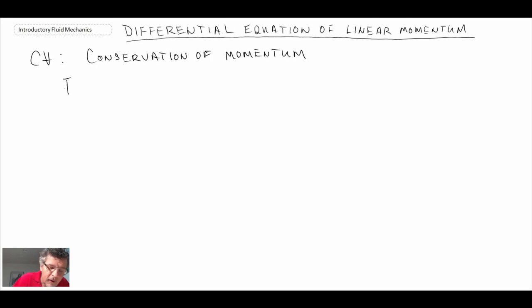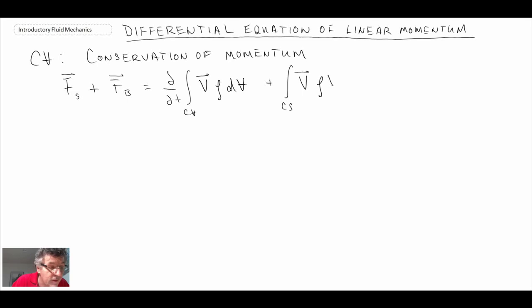So if you recall the control volume formulation, we had surface forces and body forces. That was equated to a time rate of change of momentum within our control volume. And then we had momentum flux across our control surfaces. So that's conservation of momentum.